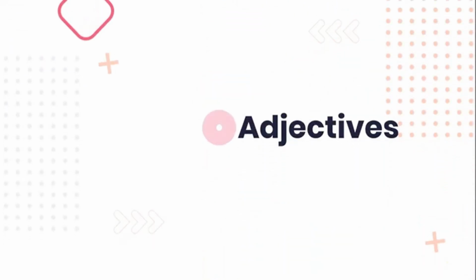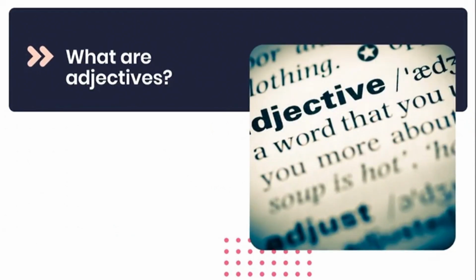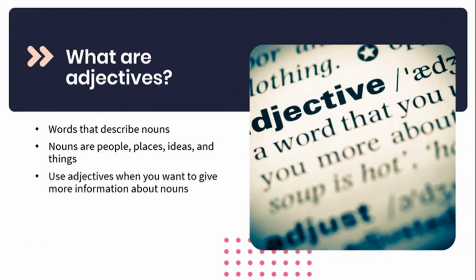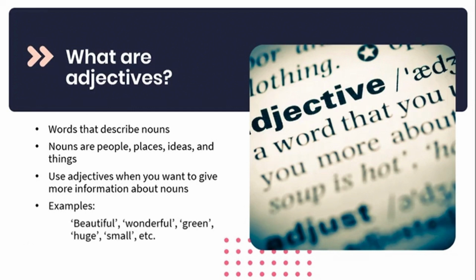Now let's move on to the next part of speech we will be learning about in this lesson, adjectives. Adjectives are words that describe nouns. Remember nouns from the last lesson? Nouns represent people, places, ideas, and things. When you want to give more information or detail about nouns, you can use adjectives. Some examples of adjectives are beautiful, wonderful, green, huge, small, and so on.